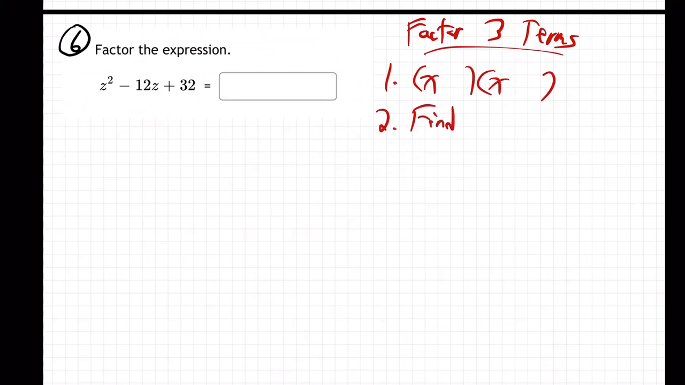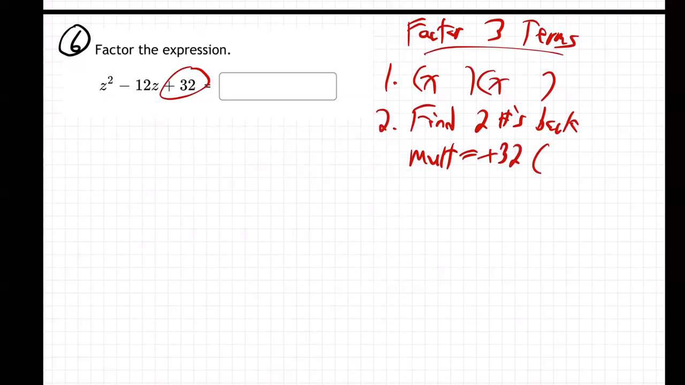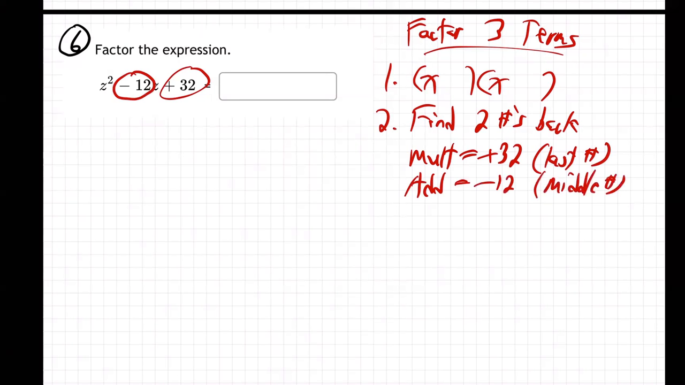Step 2, you find the 2 numbers in the back because they multiply to equal this number, plus 32, the last number, and they add to equal the one in the middle, minus 12, the middle number. So, all right, multiply here, and here's what we always do.